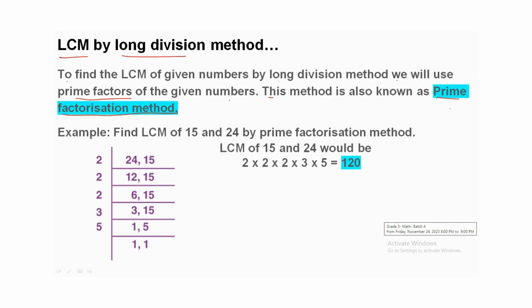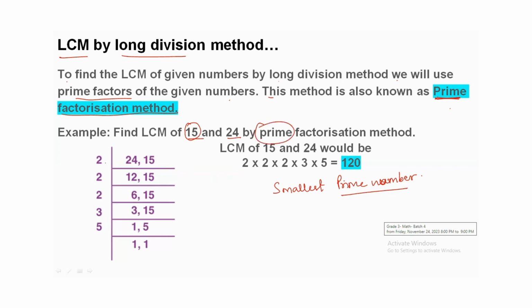Now, what are prime factors? As you already learned about prime numbers, we need to check by which prime numbers a particular number is divisible. Here, an example is given to us. We need to find the LCM of 15 and 24 by the prime factorization method. So what we can do, we will write 24 and 15 like this. Now, we will always start with the smallest prime number. In this method, always start with the smallest prime number. And every time we make a division, we will use prime numbers only.